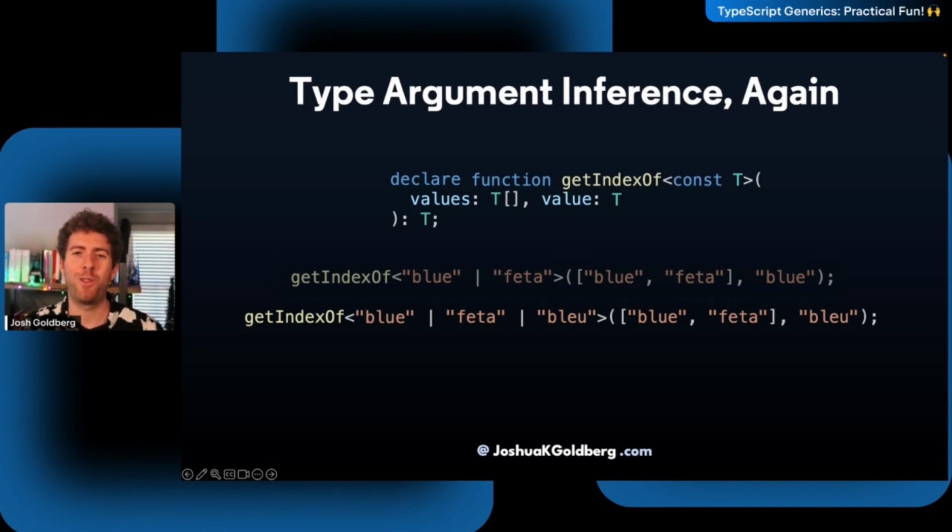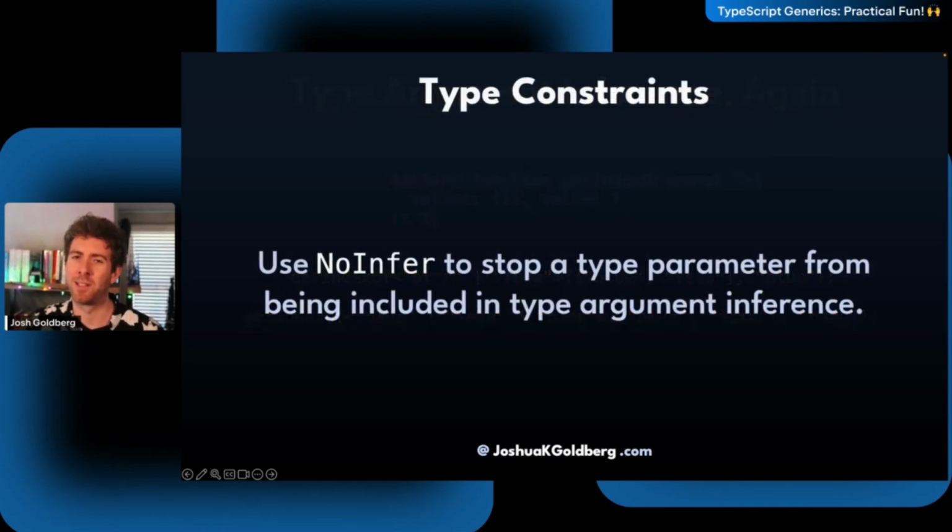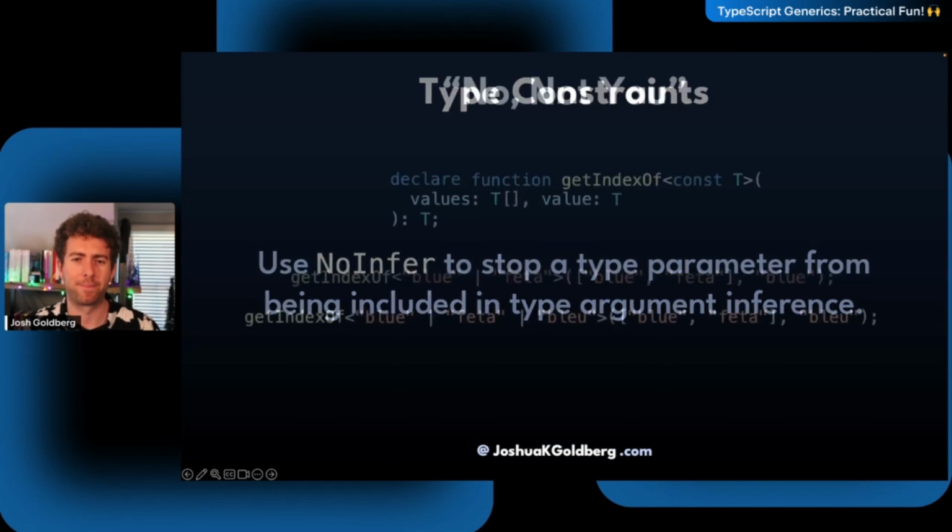And once more, there is a TypeScript thing for this. It's actually relatively newer. A few minor versions ago, they added noInfer, which you can use to stop a type parameter from being included in type argument inference. I'll show you what I mean by that.